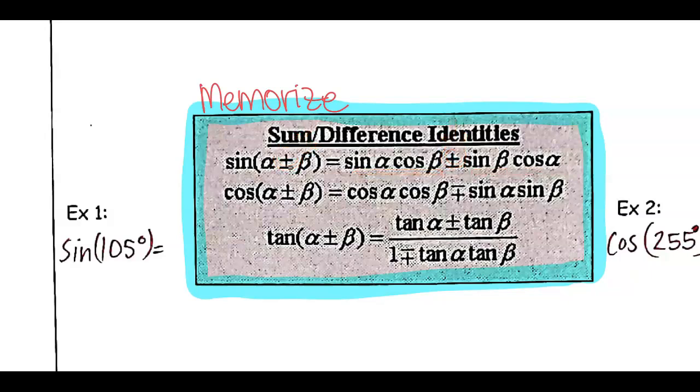And that would be the same for the bottom sign. So let's say you did sine alpha minus beta. Well, if you did that, you would do sine alpha cosine beta. And keep in mind, guys, in between these, you're multiplying, so that's multiplication, minus sine beta cosine alpha.